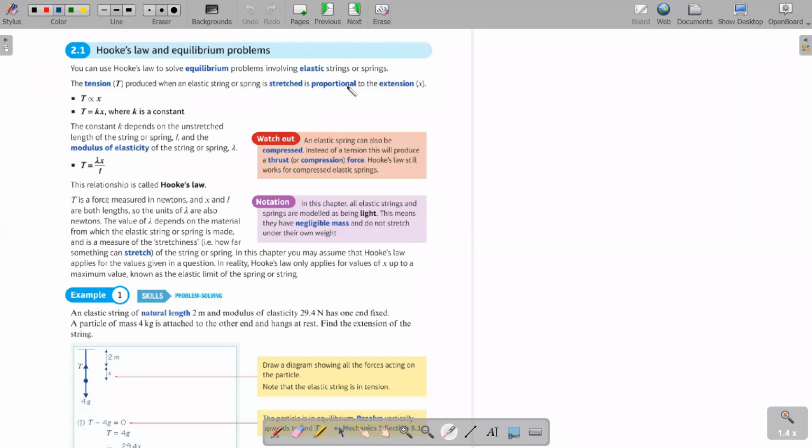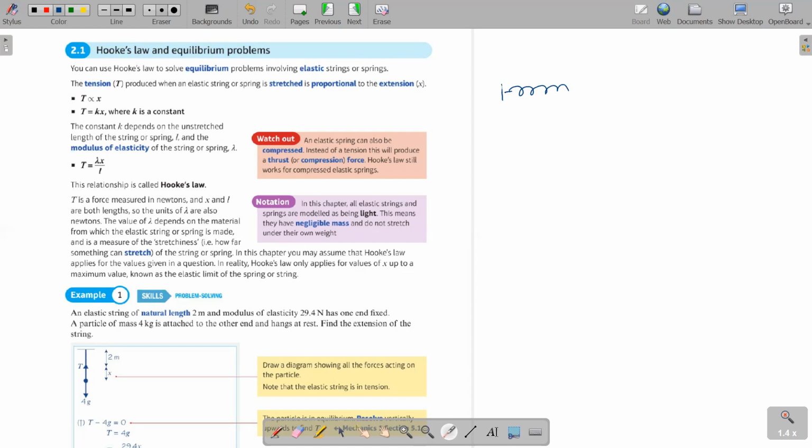The tension produced when an elastic string or spring is stretched is proportional to the extension. This is something that you need to know. The tension that is produced when you're pulling the string: if this is the spring, when you pull it, you create a tension, right? The moment you pull the string, you can feel the spring. If you release it, it goes backwards, because there's a force produced in the spring or the string when you stretch it. So this is proportional to the extension.